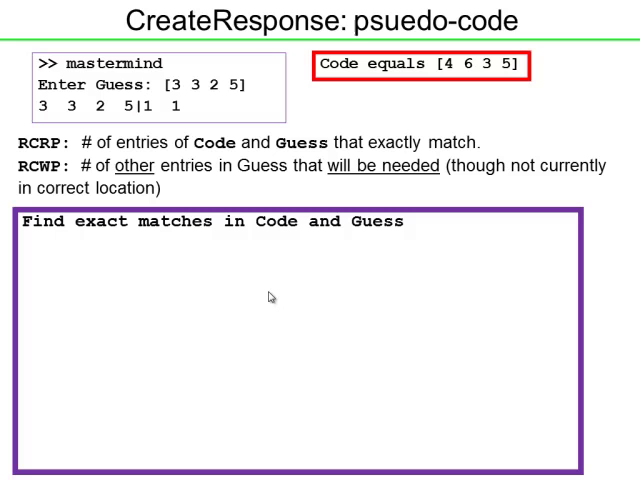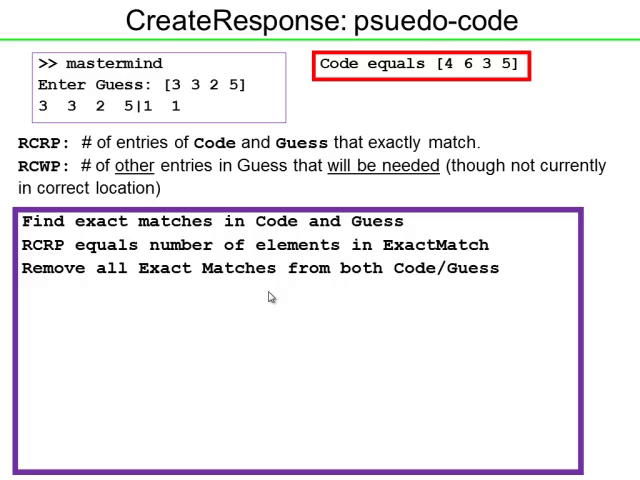So first we'll find the exact matches in code and guess, and right color, right place equals the number of elements in exact match. Then you remove all the exact matches from both the code and the guess. In this case, once I see that the 5 matches up and nothing else matches up, I want to get rid of the 5 and just focus on the 332 and the 463. I know that none of them match up, but there might be some values in guess that are in code, and I want to look through those.